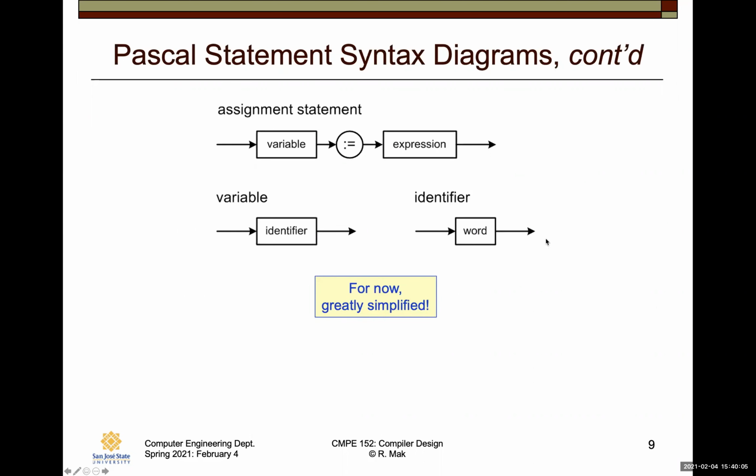And then the assignment statement. What's an assignment statement? An assignment statement has a variable, colon equals, and then an expression. And what's a variable? Well, a variable is an identifier. What's an identifier? An identifier is a word. In earlier syntax diagrams, you saw the diagram for a word. Again, these diagrams are very simplified because we all know that variables can have subscripts and so forth. But here we're just going to say a variable is just a word.